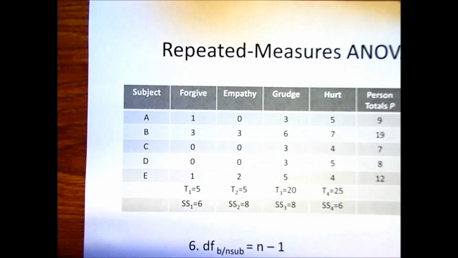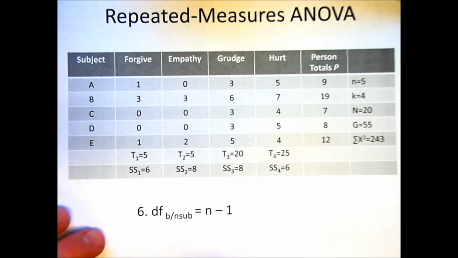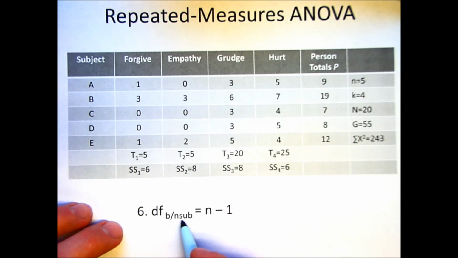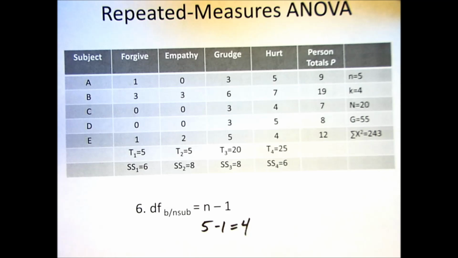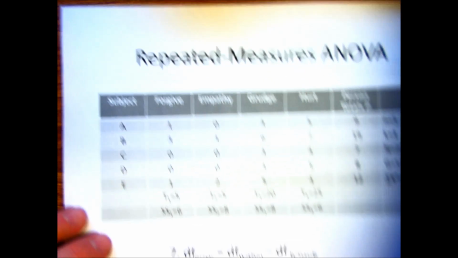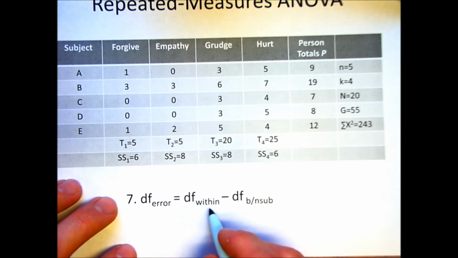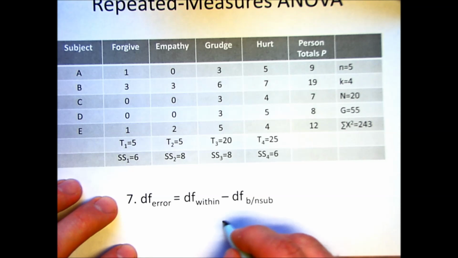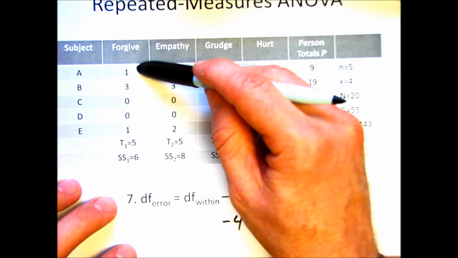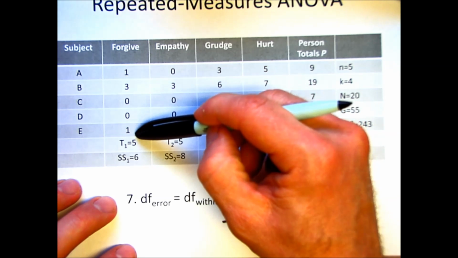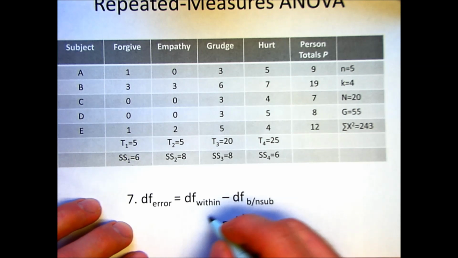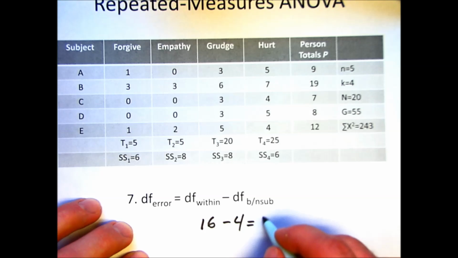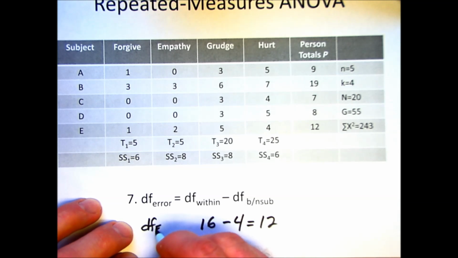Then the degrees of freedom as we work through this. So the degrees of freedom for the subjects, between subjects, is n, the lowercase n, the number of subjects we have, minus 1. So our degrees of freedom there are 4. And then our degrees of freedom for the error is our degrees of freedom within minus that between subjects. So we already got this one of 4. Degrees of freedom within each group: we have 5 scores minus 1, so that's 4 plus 4 plus 4 plus 4, which is 16. 16 minus 4, so our degrees of freedom for the error will be 12.